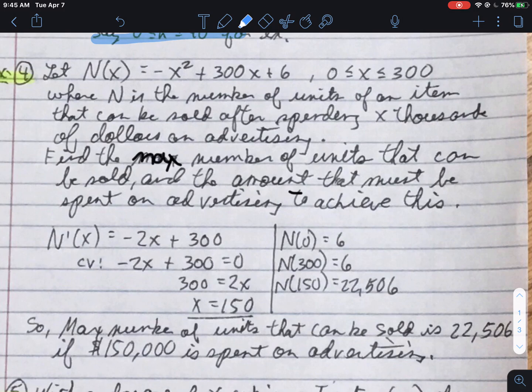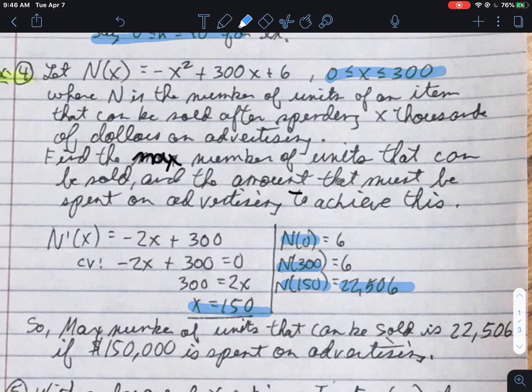So we'll start with our derivative n prime of x. Now again, a nice little polynomial function. So n prime is negative 2x plus 300, setting that equal to 0. Solving for x, I get x equals 150. There's our critical value. So again, we plug in our endpoints of the interval, because we said we're only interested in x between 0 and 300. Plug in 0, plug in 300, and plug in our critical value that we found. There's our maximum value, 22,506.